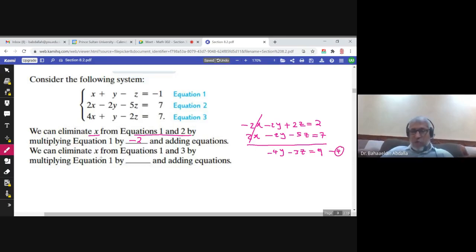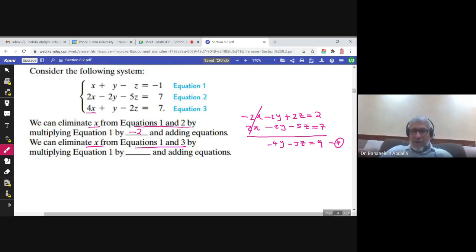And you choose another two equations, for example, equation 1 and 3, or you can choose 2 and 3. So either you choose 1, 3 or 2 and 3, and you eliminate also the same variable. You have to eliminate x also from 1 and 3. So this is 3, 4x, and this is 1. How can we eliminate x from 1 and 3?